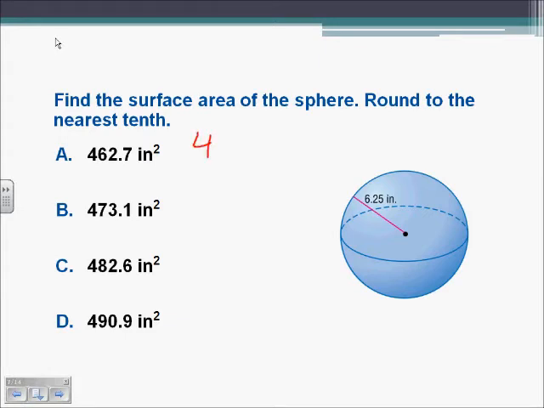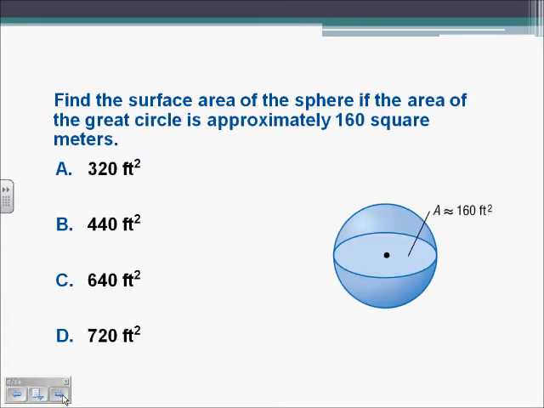So we just plug that in. We've got 4 times pi times 6.25 squared. Pop that into our calculators, and we get out approximately 490.9 inches squared.